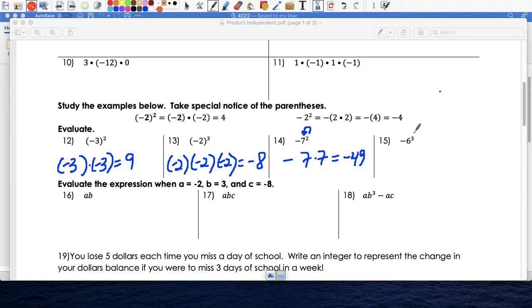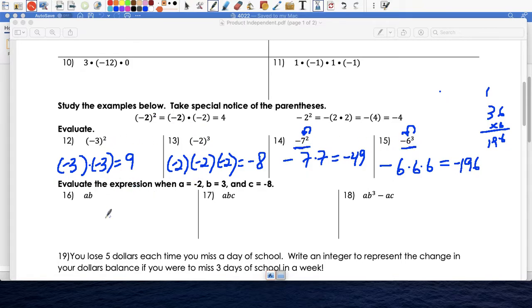So here the 3 is only affecting the 6. It's not telling that minus sign, the negative sign, to multiply by itself. In essence, it's just that minus hanging out there, and then we have 6 times 6 times 6, right? 36 times 6, 216, so negative 216. You have to really be careful with these two.